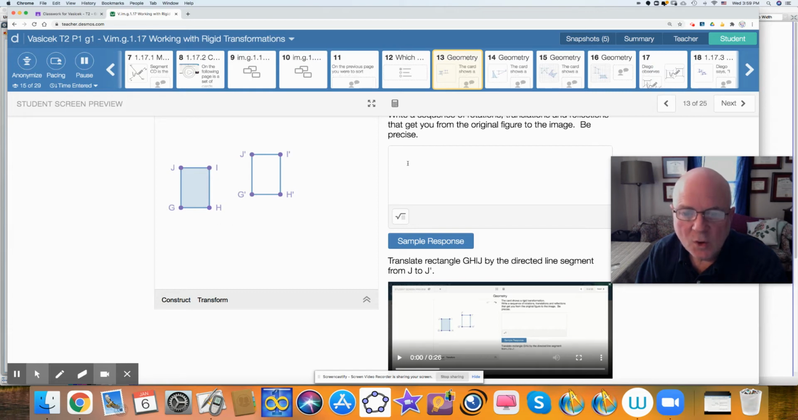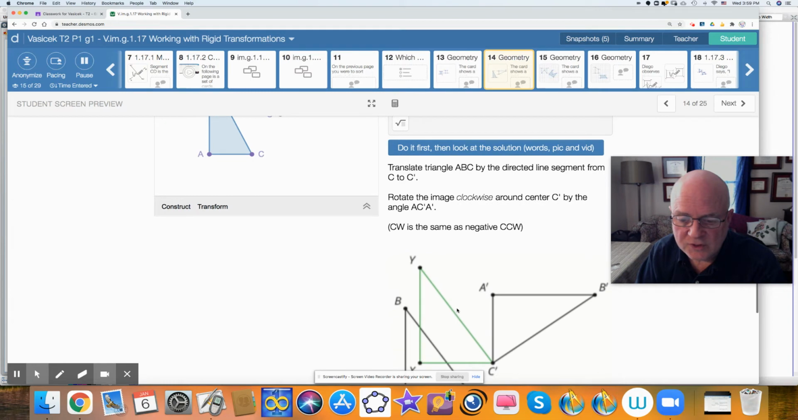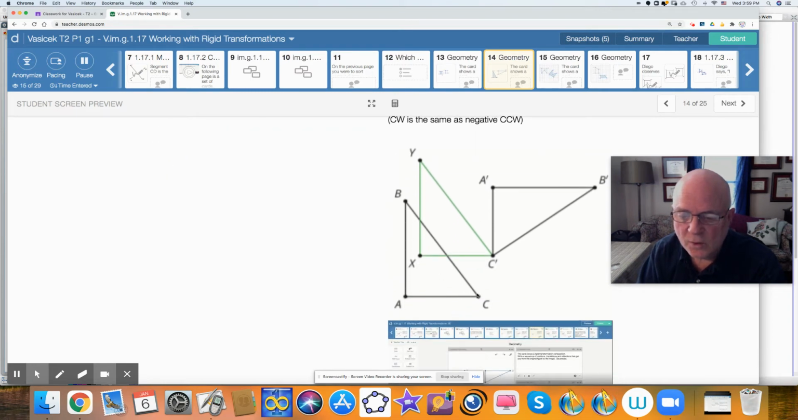It's not necessary. What I'm really interested in is the words, and to try to get you to say it by the correct words, so you can compare your language with mine. And also on some of these, I give you a picture showing, well, we're going to translate it by C to C prime, and then we're going to rotate it by X, C prime, A prime.